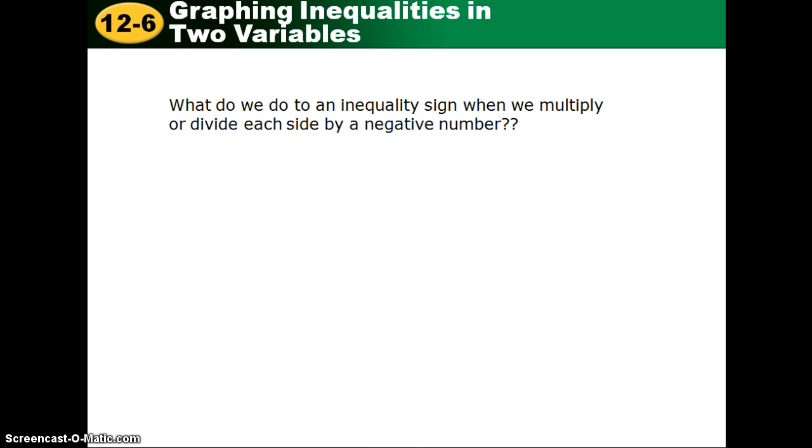Just a quick reminder, what do we do to an inequality sign when we multiply or divide each side by a negative number? We flip the sign. So if it was less than, it becomes greater than. If it was greater than, it becomes less than.